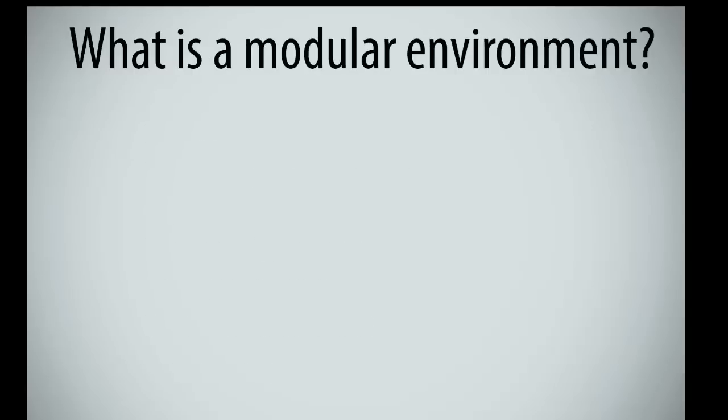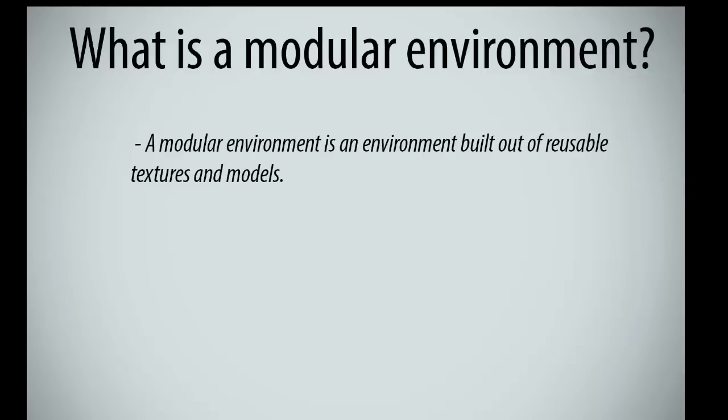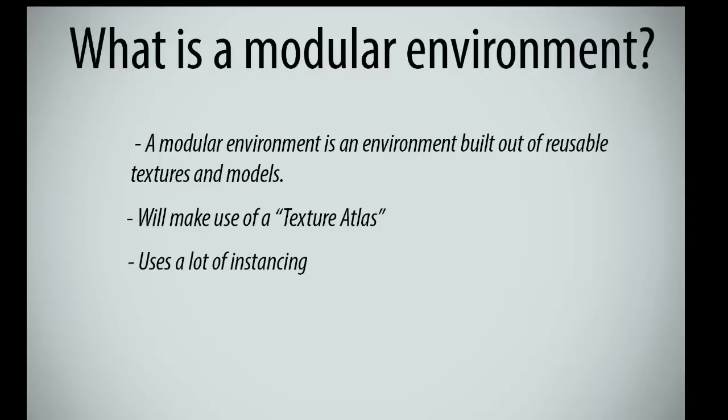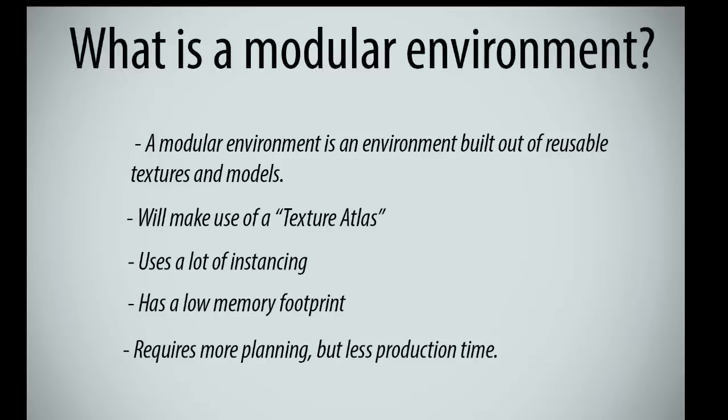So let's get started. First off, what is a modular environment? Well, a modular environment is an environment built out of reusable textures and models, such as modules. Now these will make use of a texture atlas, which is effectively a group of images all pushed into one image. We use a lot of instancing, so we duplicate our objects keeping the same data, which as a result means we have a very low memory footprint. So this does require more planning, but less production time. That's because less unique pieces mean less work.